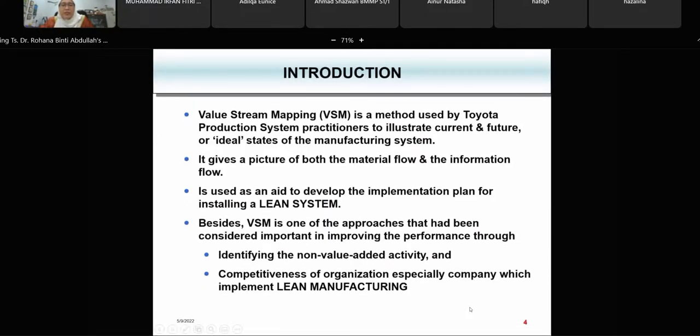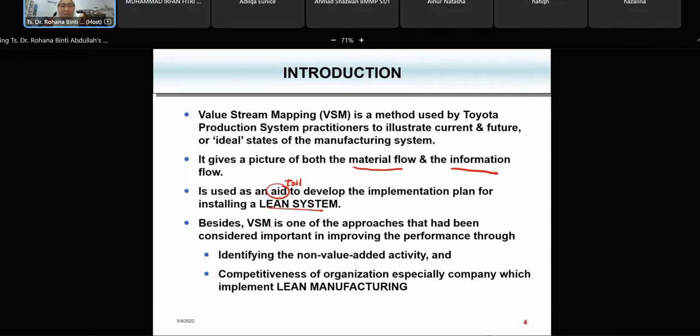So this is some introduction. VSM is a method used by Toyota Production System practitioners to illustrate the current and future, or ideal, state of the manufacturing system. This is the point that we are going to stress: to visualize the current state of the manufacturing system so that we can identify and propose improvements and develop a plan for the future state, or ideal state, of the system. It gives a picture of both the material flow and the information flow. I will explain further about the material flow and the information flow later. It is used as an aid to develop the implementation plan for installing a lean system. But it's an aid, it's a tool. We use it as a tool to develop the implementation plan.